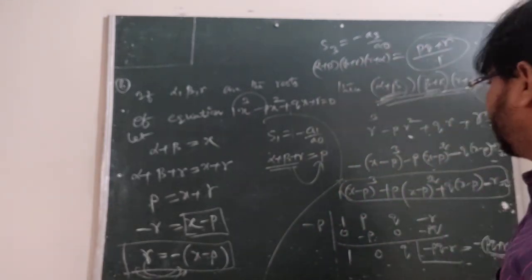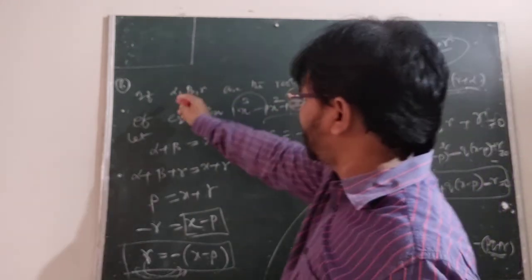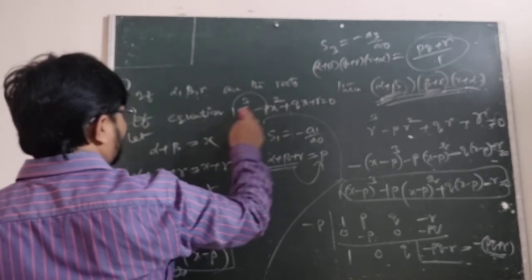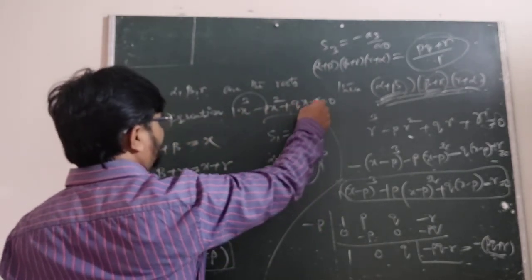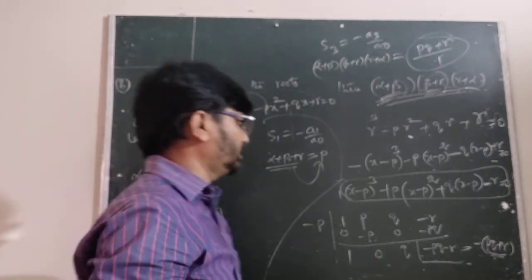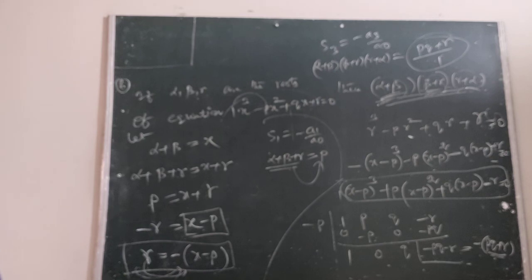This is one method. Another method is direct multiplication. For that we take alpha plus beta plus gamma as p, alpha beta plus beta gamma plus gamma alpha as q, and alpha beta gamma as minus r. That is one of the methods. Okay? Understand? Now another one.